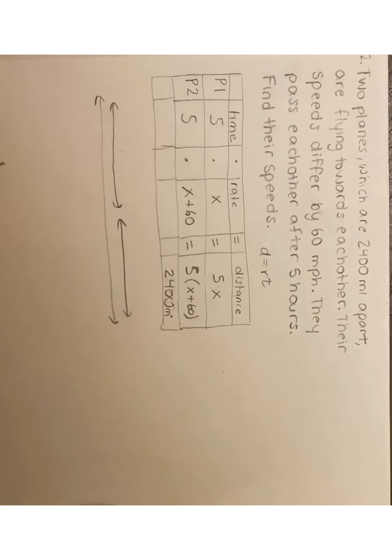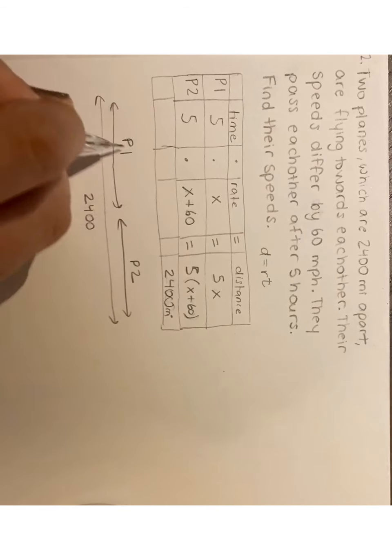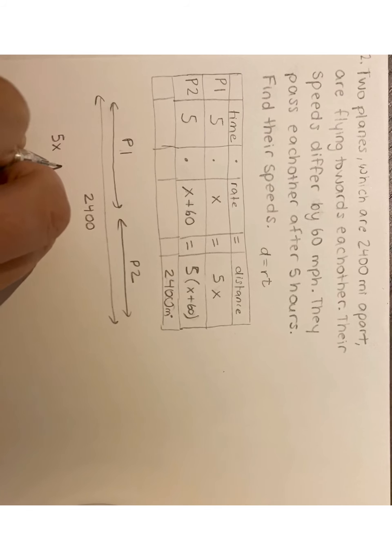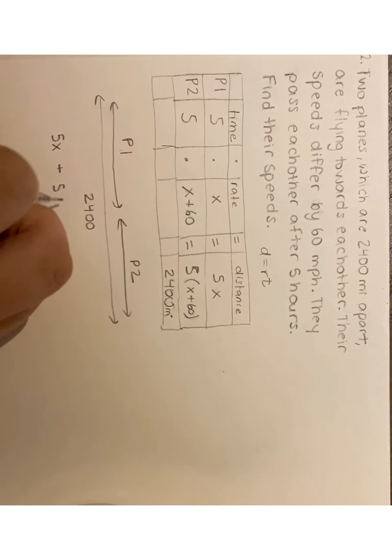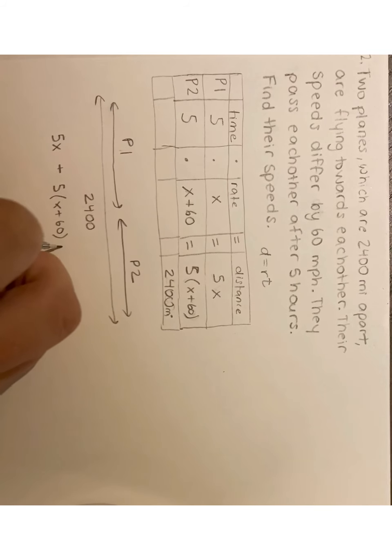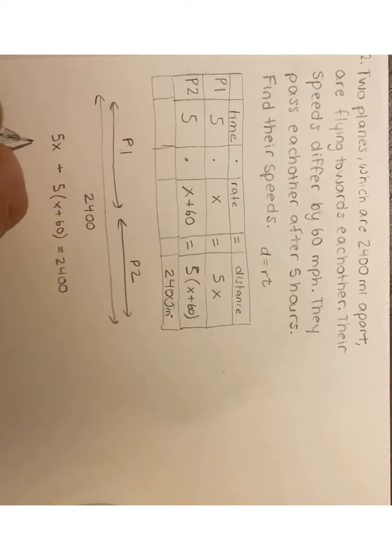To help us understand this, we can draw a picture. Both of the planes have traveled 2,400 miles. This is plane 1, this is plane 2. They're heading towards each other. So the sum of their distances is equal to the 2,400. So we can create an equation. 5x, which is plane 1, plus plane 2, which is 5x plus 60, is equal to 2,400 miles. Then we just go about solving this.